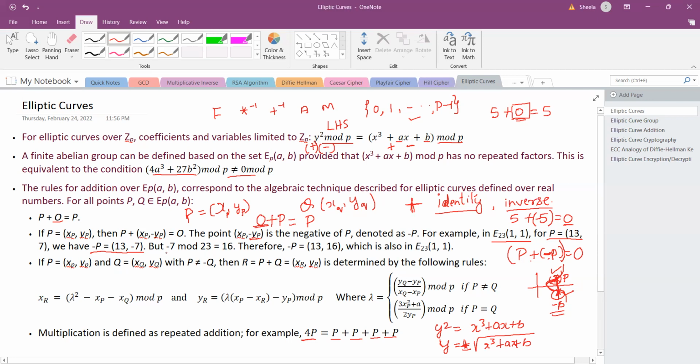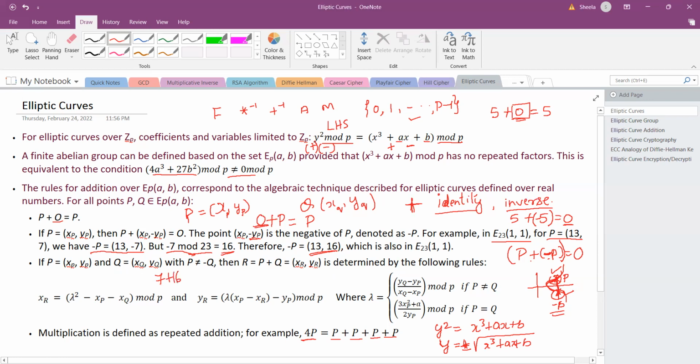Okay, when I take minus 7 modulo 23, I'll be getting the value 16. So the minus P value will be equal to 16, and the P value will be equal to 7. This indicates that 7 and 16 are additive inverses of each other. Here we can verify with an example, that is 7 plus 16.